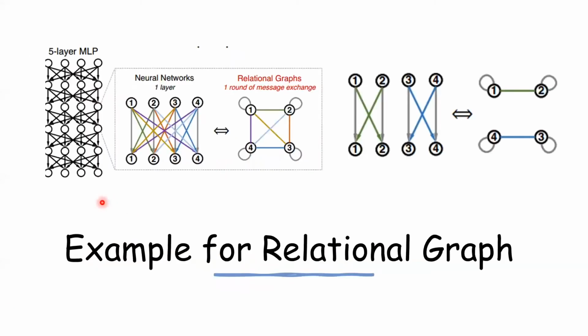Here are some more practical examples. On the left, this is a five-layer multi-layer perceptron, and this can be completely transformed into a complete relational graph. A complete relational graph means that every node is connected to all the other nodes in the graph. On the right, this is not a fully connected neural network, and this can also be transformed into a relational graph as well. These are all multi-layer perceptrons with a constant number of neurons at each layer.